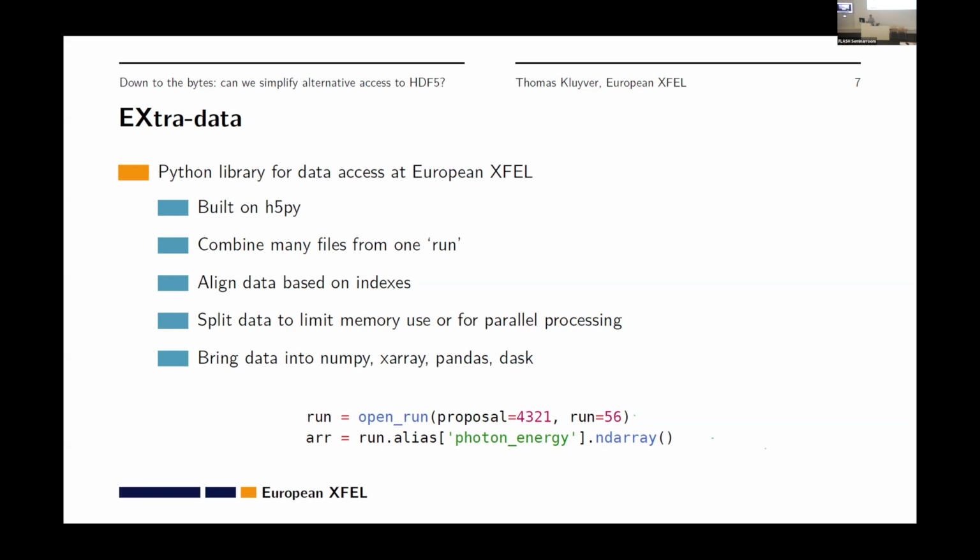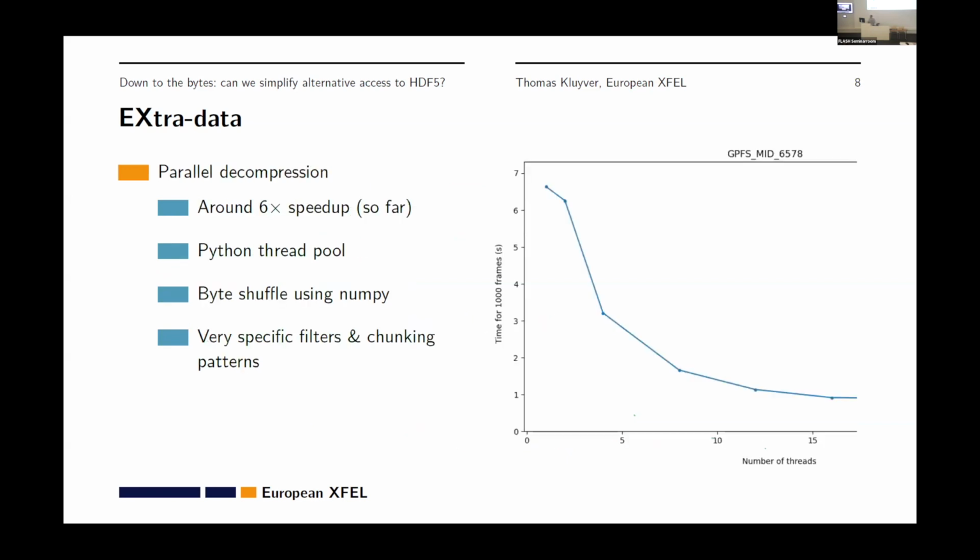So that's the background on Extradata, and now bringing it into what I'm talking about. We worked on doing parallel decompression within Extradata. Some bits of our calibrated detector data get compressed in a very simple, old-fashioned way, so byte shuffle and gzip. There's bits of the data that just compress super well, even without any fancy algorithms. So this was what we went for.